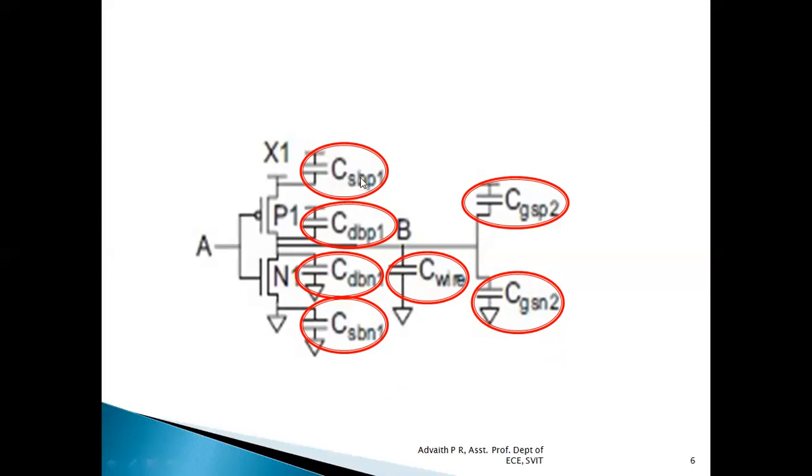Both the terminals of these capacitors are connected to a constant voltage source. The source to body capacitance of P1 is connected to the constant voltage source VDD. The source to body capacitance of the N1 MOSFET is connected to ground. Because these two capacitors are connected to a constant voltage source VDD and to ground, they do not contribute to switching capacitance and hence are neglected.